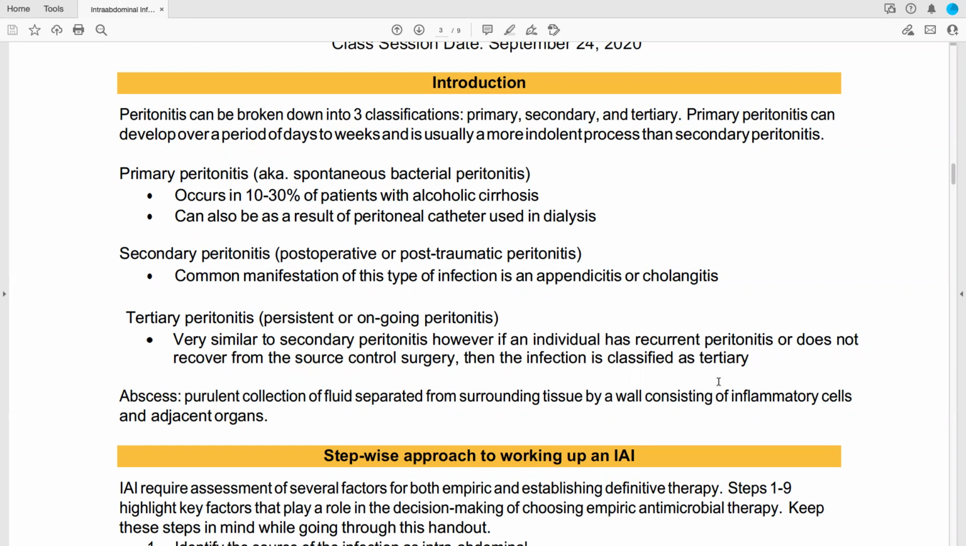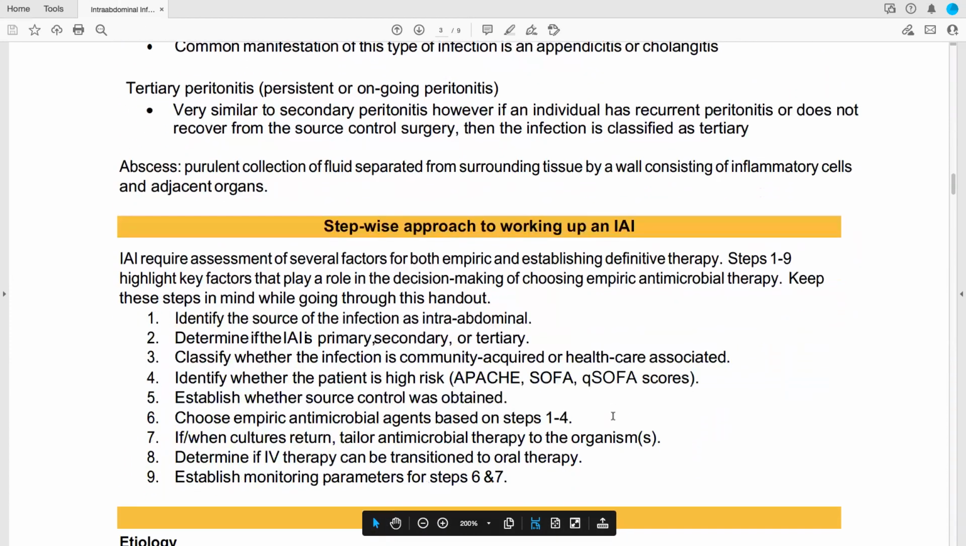Secondary, we think more of some type of perforation of the GI tract, and then that causing the peritonitis. Tertiary is very similar to secondary. However, it's at that point where you've tried to get source control and the infection persists. So it's like our scaled up secondary type of infection. That's tertiary peritonitis. And then an abscess is once again just that purulent collection of fluid. When you see photographs of an abscess, it's a lot of fluid and pus separated from the tissue, but in that peritoneal cavity. That's what we think of when we think of an abscess, and that can also be present as an intra-abdominal infection.